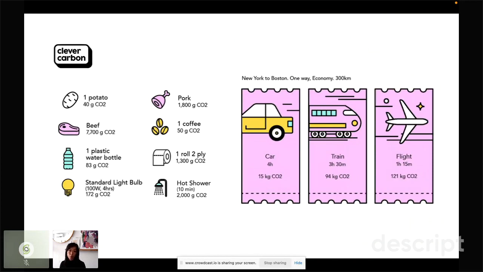Whether we're consuming a potato, which is on average 40 grams of CO2 per potato, or a serving of pork, which is 1,800 grams of CO2, or beef, which is 7,700 grams of CO2. These are all one serving. Or even a roll of toilet paper, which is 1,300 grams. Every single decision we make typically has a carbon footprint or an impact associated.